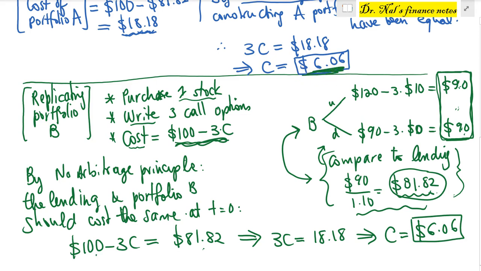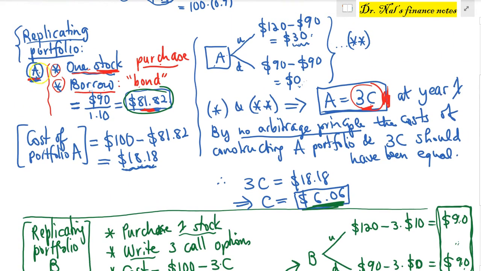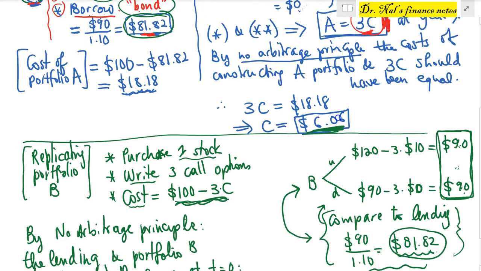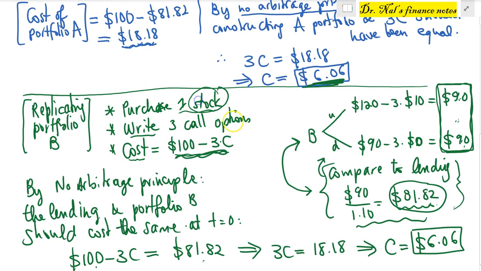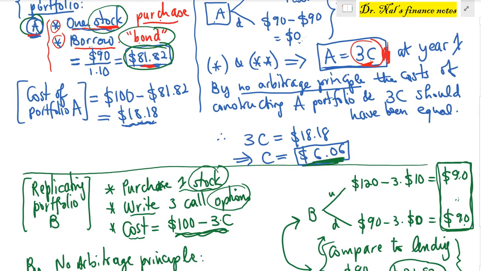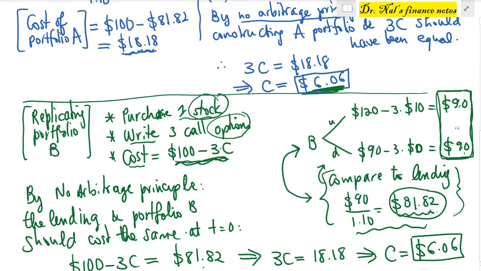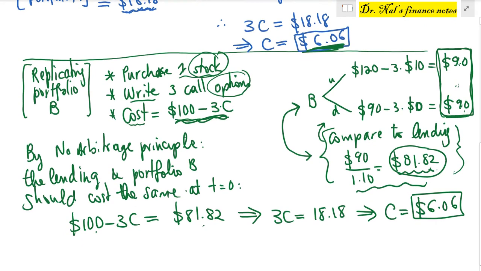So regardless of the way you replicate the portfolio: in the first one, portfolio A, I replicated the call option itself by combining stocks and bonds. In portfolio B, I combined stocks and options to replicate a bond, and yet you can come up with a third replicating strategy, where you combine options and bonds to replicate a stock, for instance. And even in that case, the call option should have the same price. So please do it as homework.